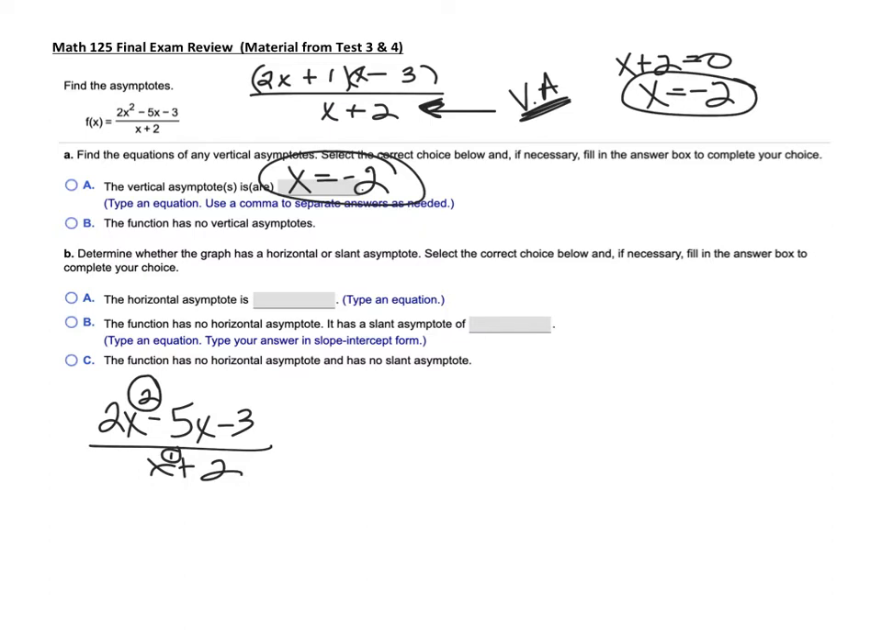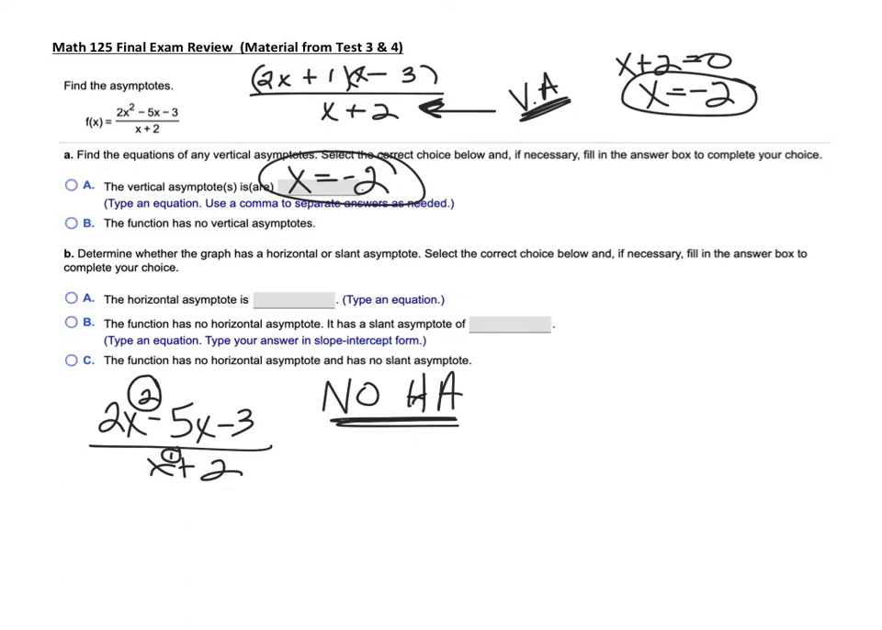Let's see, if it had been larger in the denominator, like maybe 2x squared over x cubed, then my horizontal would have been 0, y equals 0. But this one, if you notice, it's larger in the numerator. We have 2 as the power in the numerator and only 1 in the bottom. So there is no horizontal asymptote. Okay, no horizontal. But there is a slant asymptote.